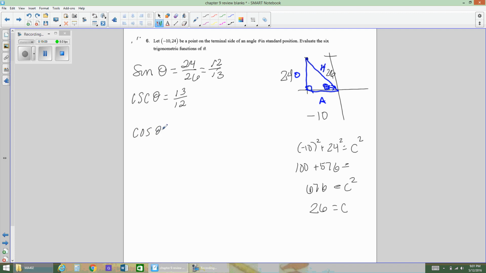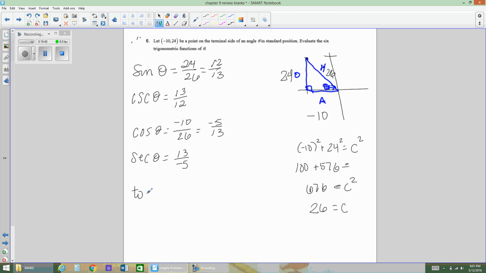Okay, now let's go for cosine. The cosine of our angle is equal to the adjacent, which is negative 10, over the hypotenuse. So that's negative 5 over 13. And what goes with cosine? Secant, of course. So the secant of the angle is 13 over negative 5. Okay, remember to pause me or fast forward me so that you can really understand what we're doing here.